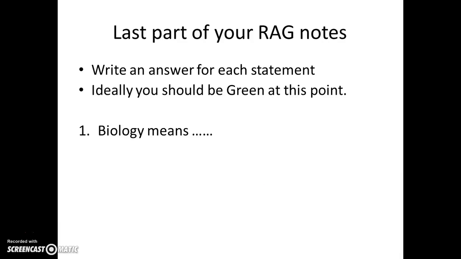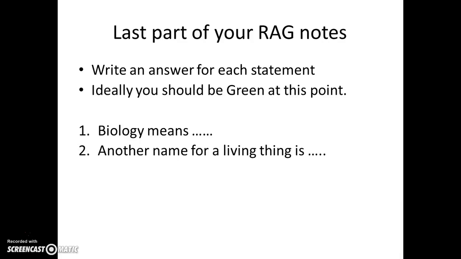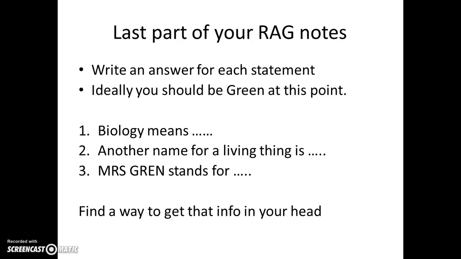So for 1, I would write out biology means, and I would put the answer to that statement after it. I would write out number 2, another name for a living thing is, and put the answer to that statement. Number 3, Mrs. Gren stands for, and write the answers to that statement. I would then make sure that I absolutely positively have left room on my page for the rest of the RAG notes for this topic.